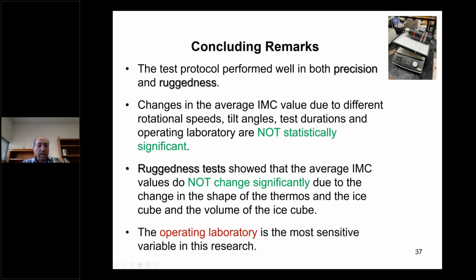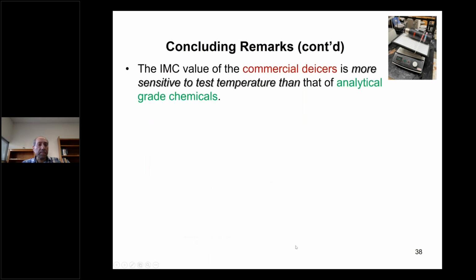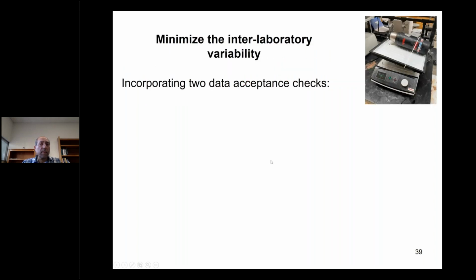And we saw that the operating laboratory is the most sensitive variable in this research. Also, ice melting capacity value of commercial de-icers is more sensitive to test temperature than that of analytical grade de-icers. So then to minimize the interlaboratory variability, we incorporated two data acceptance checks.